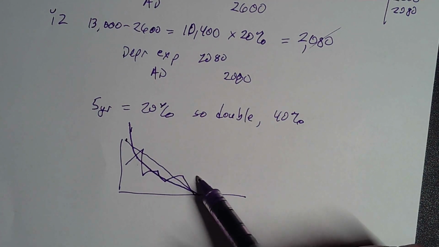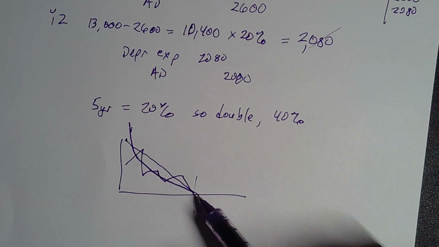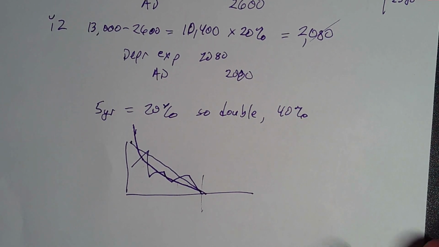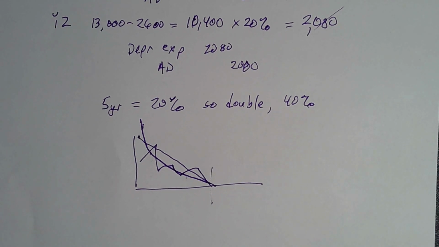And it may not actually be the same year. They may hit at different times. But those are the three methods that we're going to go through for physical assets. And those will be the ones that are in the homework.